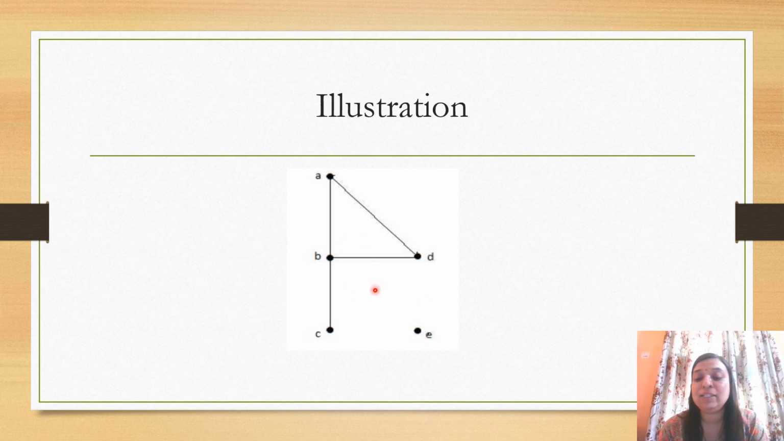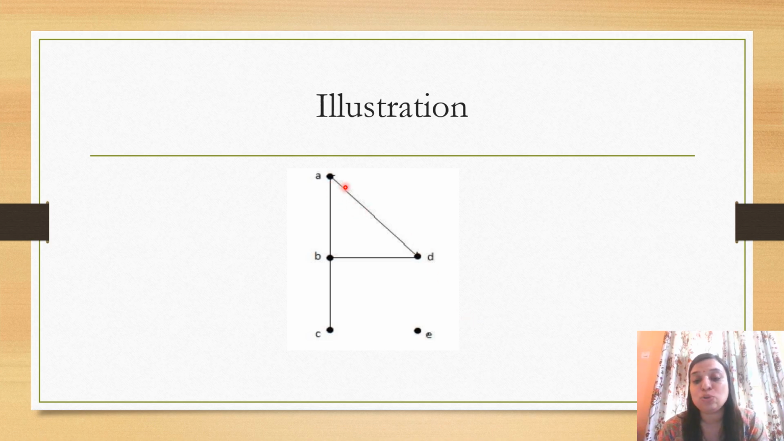Now let's find the degree of each vertex. Vertex A has 2 edges on it, right? AB and AD. So its degree is 2. Similarly, vertex B has 3 edges on it, AB, BD and BC. So the degree of this vertex is 3. Vertex C has just 1 edge on it, so its degree is 1. Vertex D has 2 edges again, AD and BD, its degree is 2. And vertex E has no edge on it, so it's an isolated vertex with degree 0.